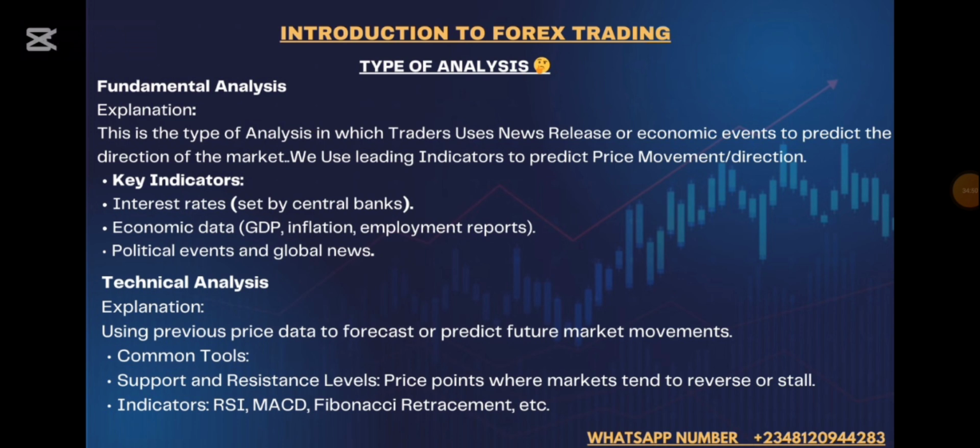Why? Because you can detect when a particular currency will fall in price and sell it on time, and you can detect when a particular currency will rise in value, so you can buy it on time. So we use key indicators. Now, we call them leading indicators because they give you numbers. Those numbers will tell you if the economy is doing well or if it's doing poorly.